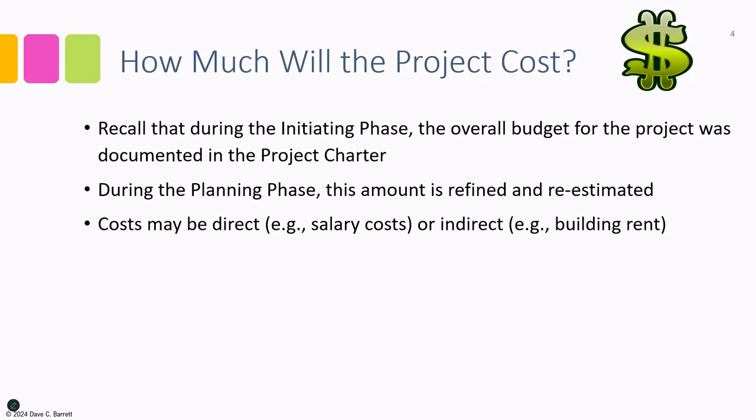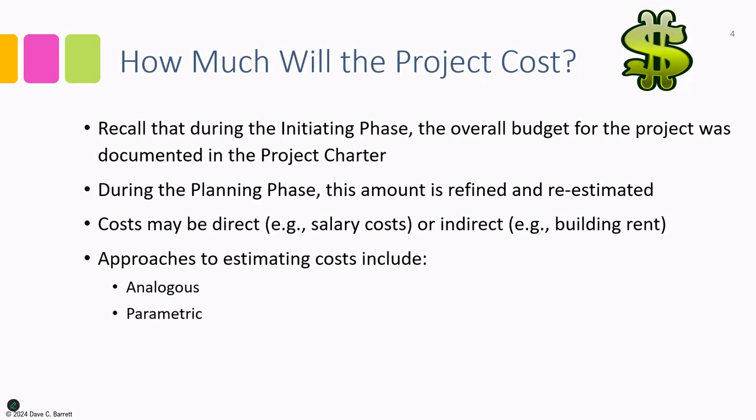There are various approaches to estimating costs, including analogous estimating. This is looking at a previous project for its costs and then extrapolating that to the current project. There is parametric estimating. This is where for certain types of costs, there are unit costs that are known, and then we can determine the number of units that we will use.